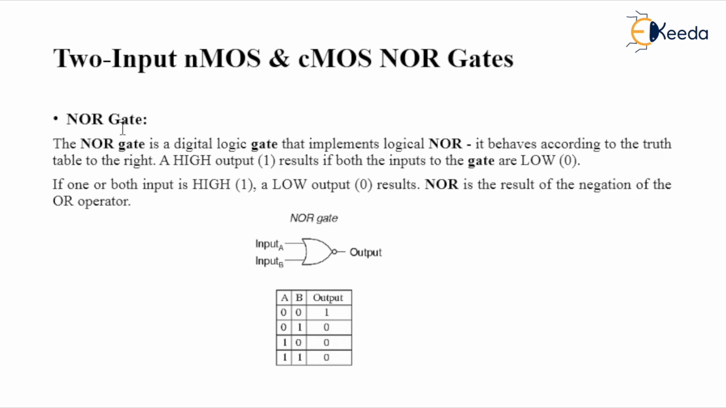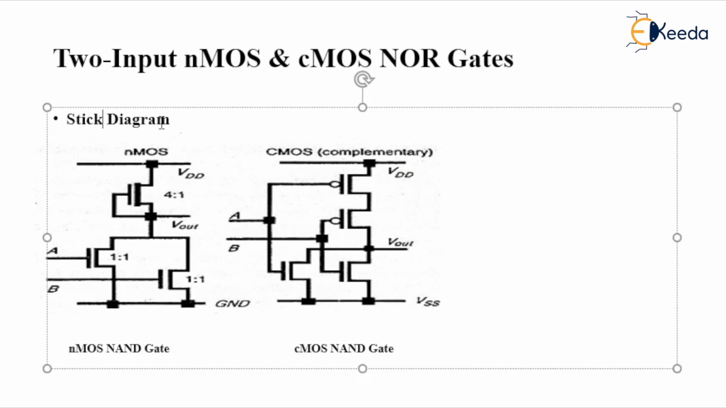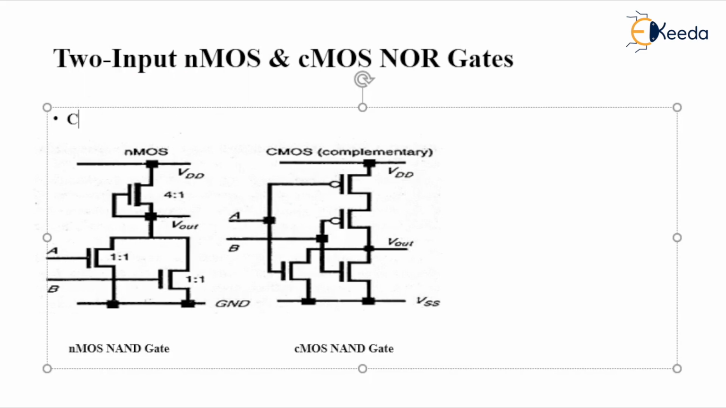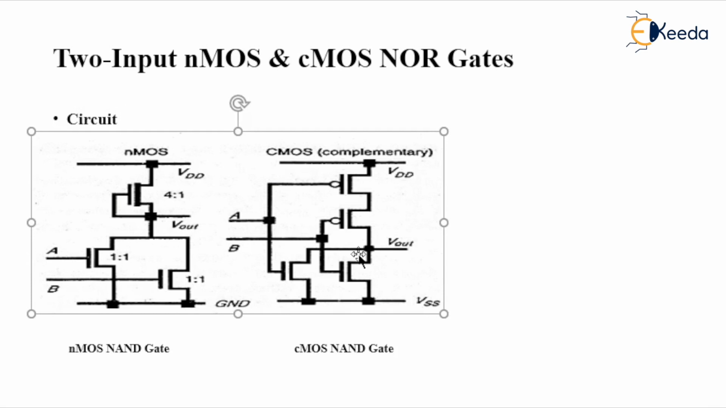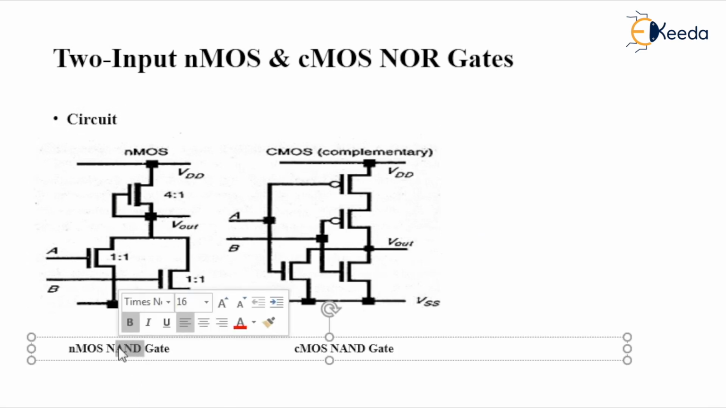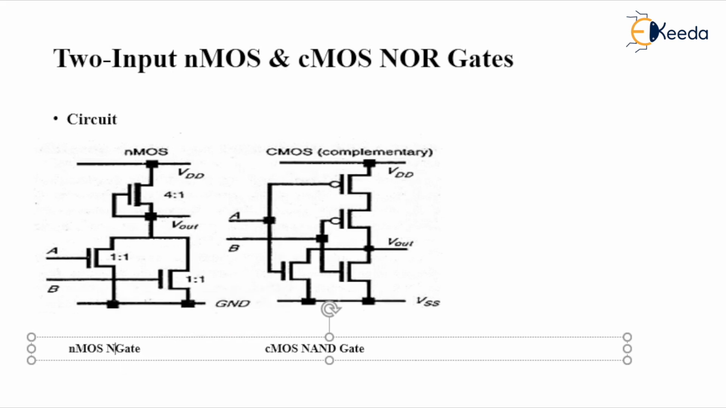So here the NOR gate means complementing of OR gate. If you go through the circuit diagram, this is not a stick diagram. This is the circuit diagram of the NMOS NOR gate as well as the CMOS NOR gate.